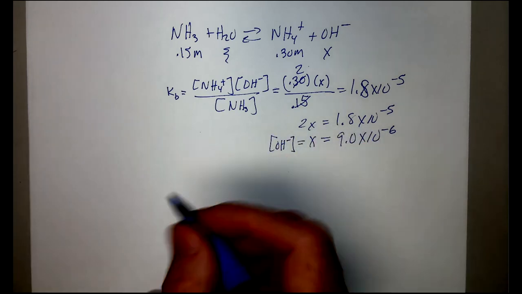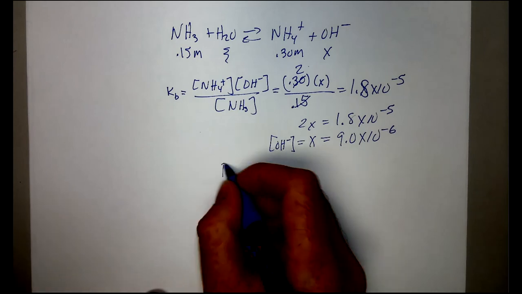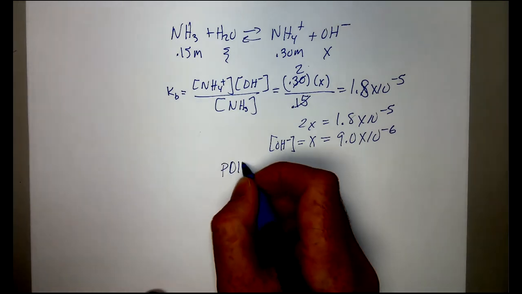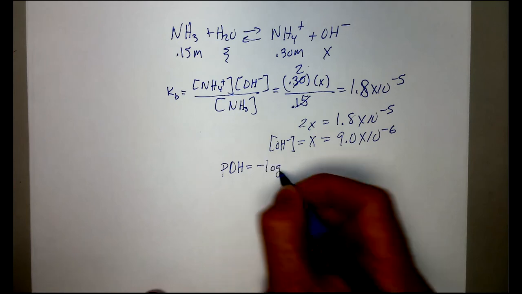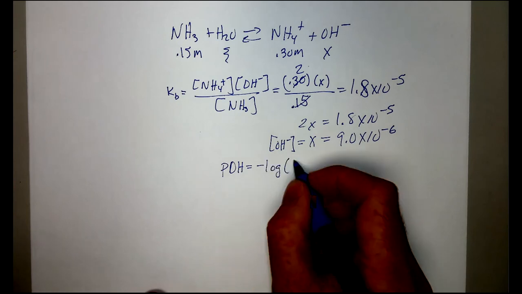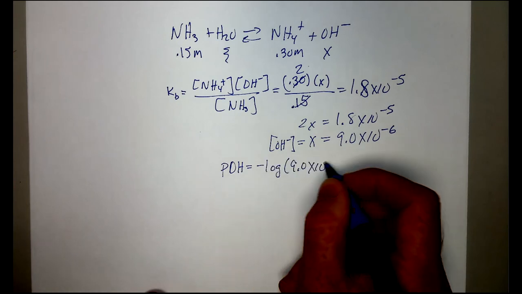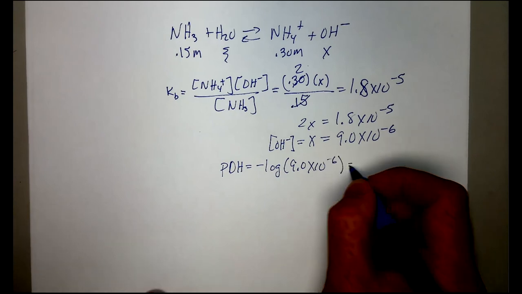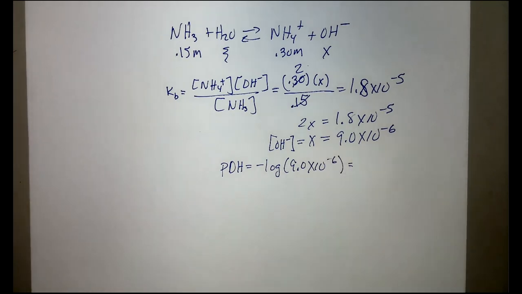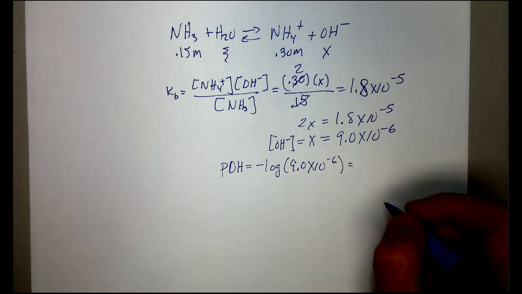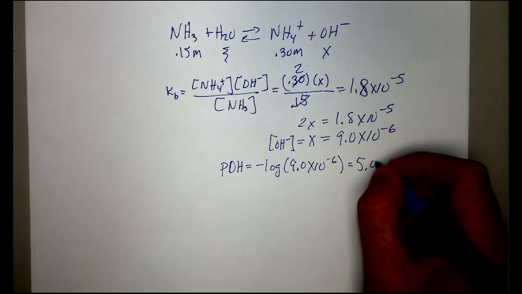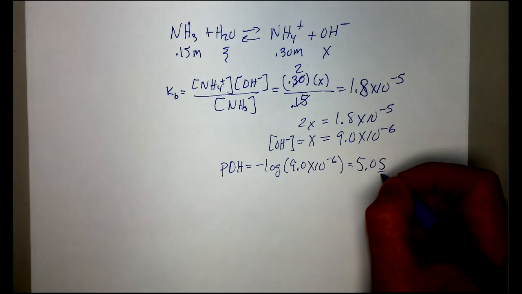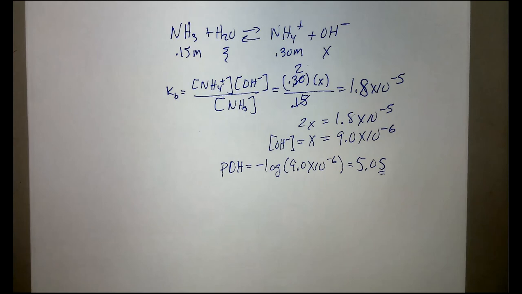So I'm going to do a little bit more math at the end to get to the pH. So if we say the pOH is negative log of the 9.0 times 10 to the negative sixth, we're going to take negative log of that number, and we get 5.05 if we want to take it to 2 decimal places.